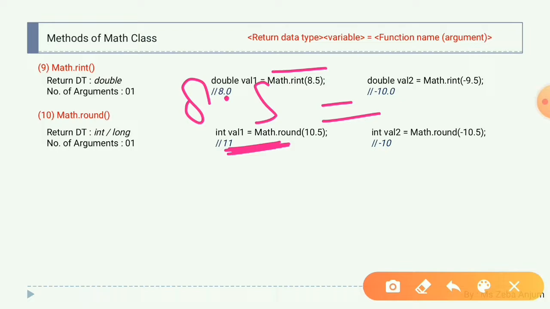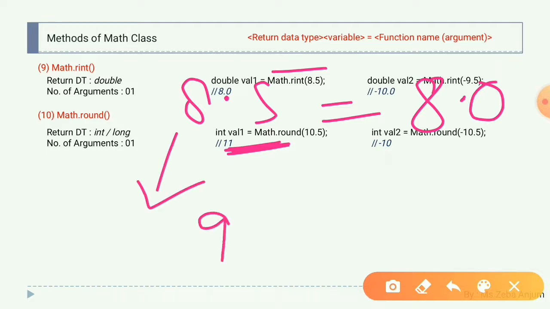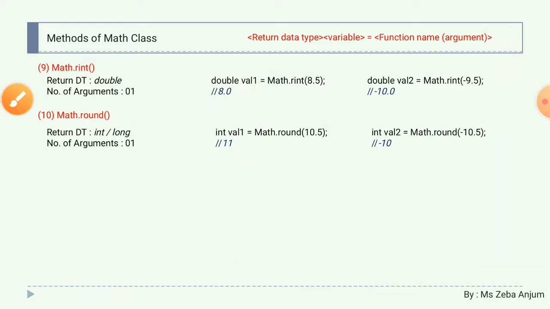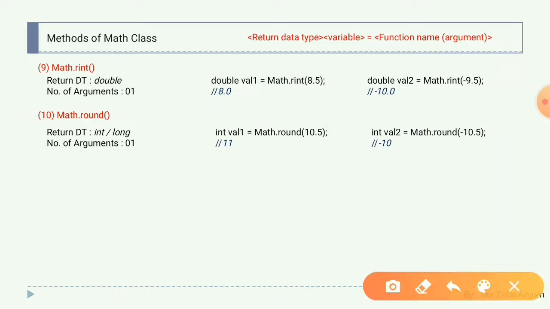And if you are having this 8.5, then only this 0.5 we are getting, so your rint function is going to give you 8.0 here, and your math.round is going to give you what? It is going to give you 9 with the same number. Now see the example. The first example of math.rint, it is 8.5 and it is getting 8.0. We have already discussed it.